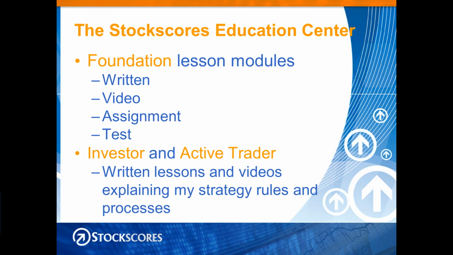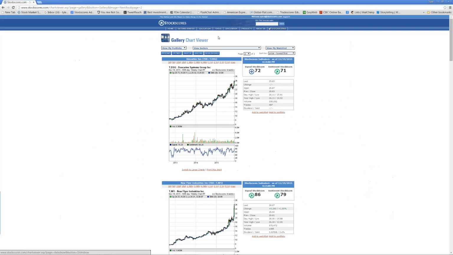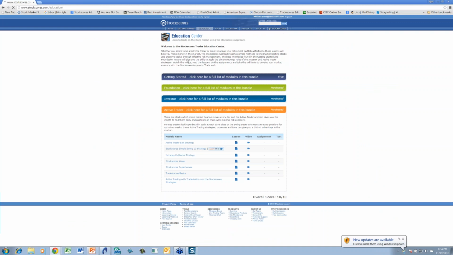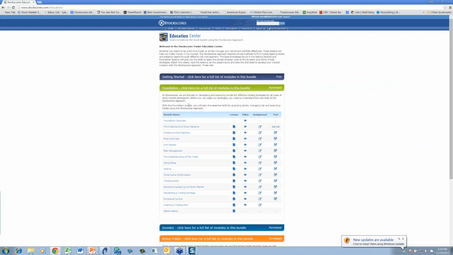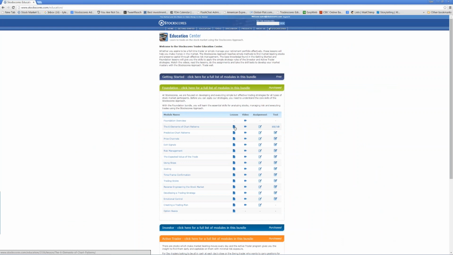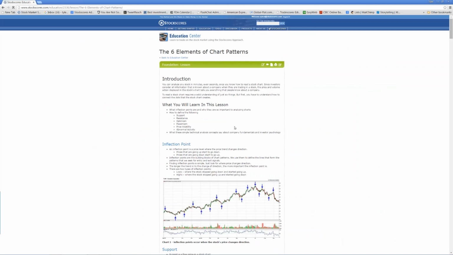So the StockScores Education Center is where you learn how to do this. The foundation lesson modules have a written component, a video, assignment, and a test. And then the strategies have a written lesson and a video. So jumping back to StockScores, if we go into education and go into foundation, you can see that there are a bunch of modules here to teach you the theory behind my strategies. So module 1 has a written component. You read that. You can print it out if you like.